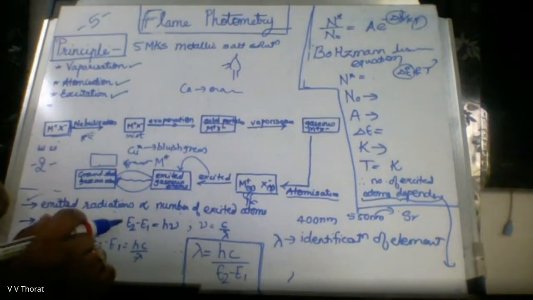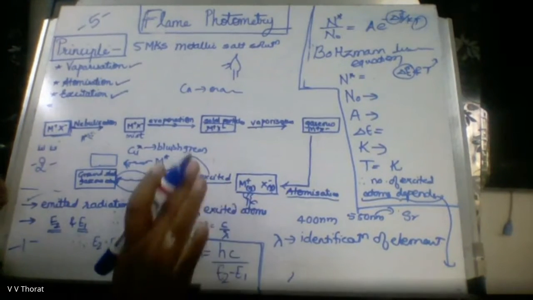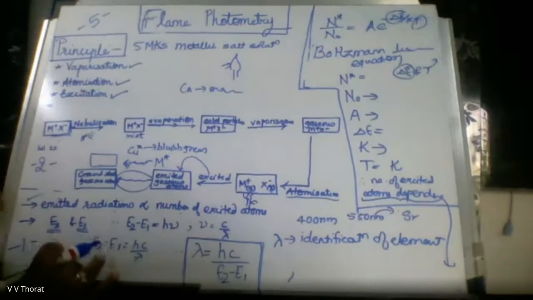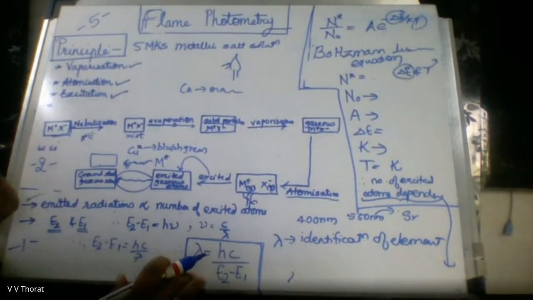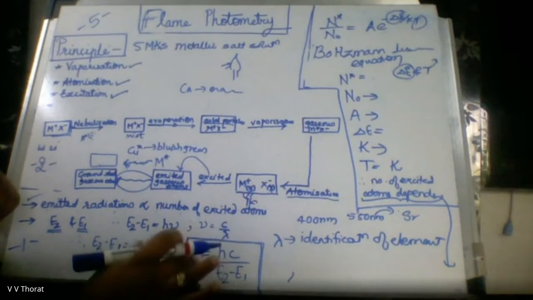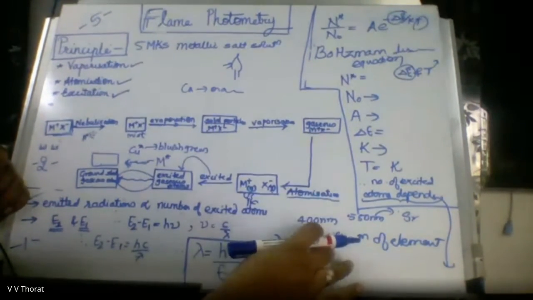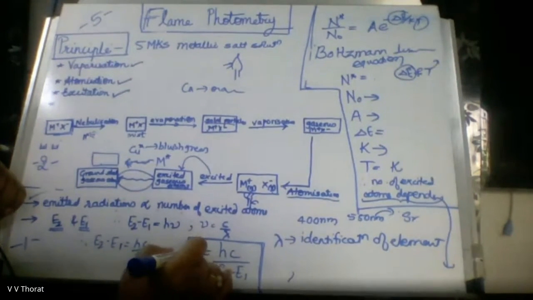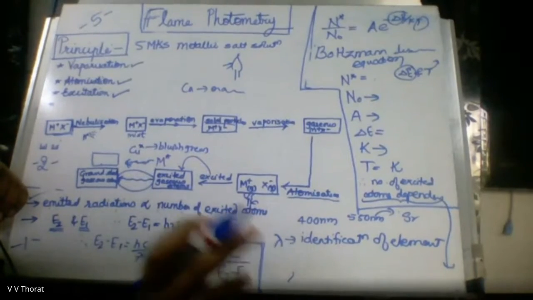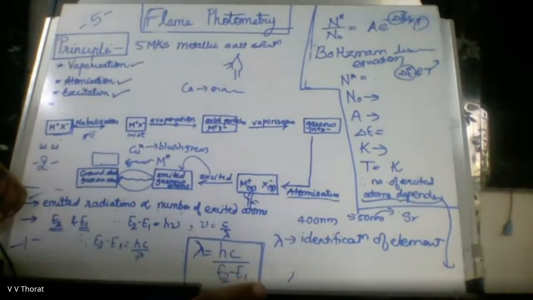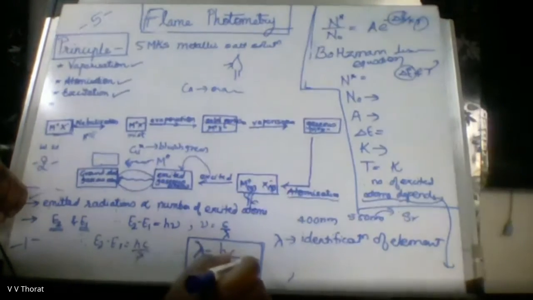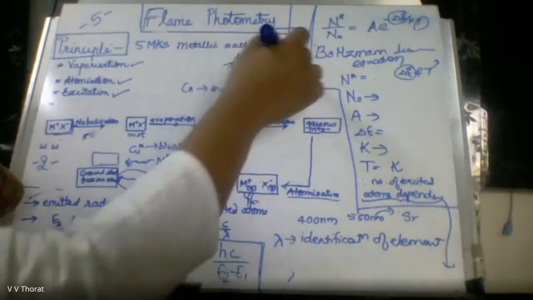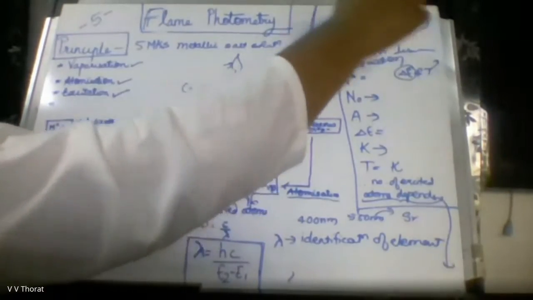What students do, most of them will end over here, but a few average students will go up to lambda. What is lambda? But they will not write the statement: lambda is used for identification of elements. Lambda means, I showed you the wavelength range, visible region, violet, indigo, blue, and green. So depending upon the wavelength, you will identify the elements. Then quantification is given by Boltzmann's distribution equation. And this equation is very, very important.